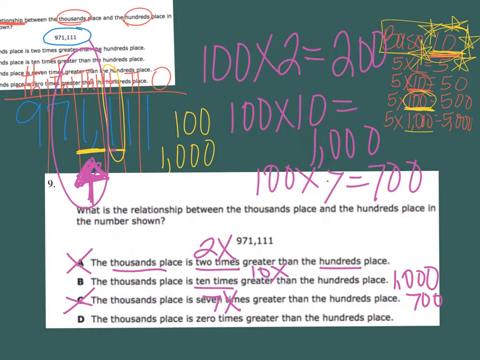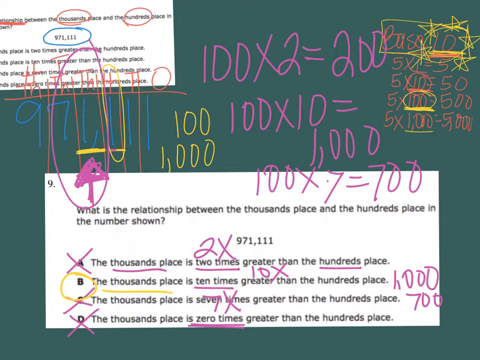The thousands place is 0 times. Guys, what happens when you multiply anything by 0? That's right, it's 0. 0 times 0 is 0. Any number times 0 is 0. So that, absolutely wrong. My answer, the correct answer, is B.